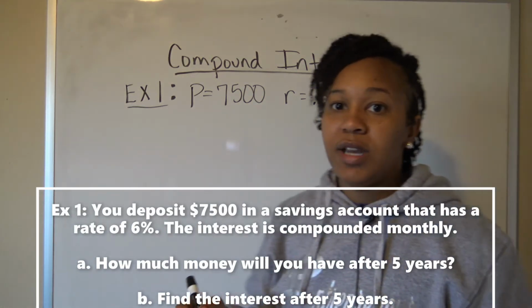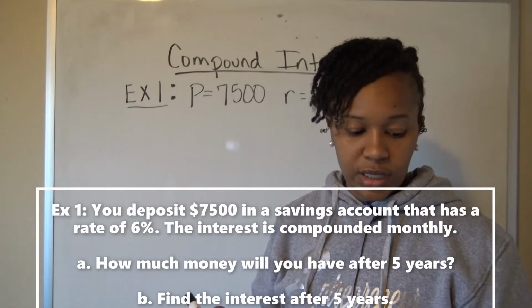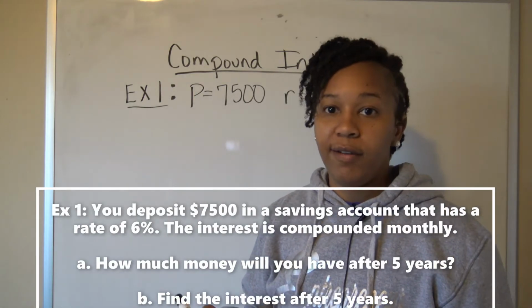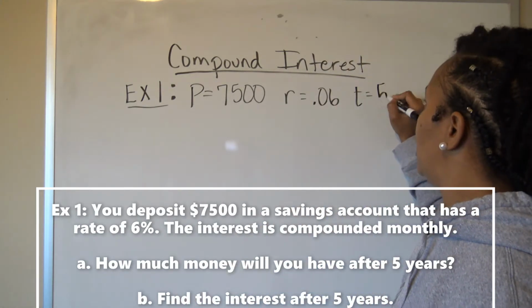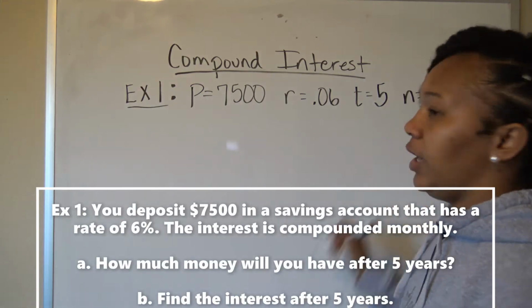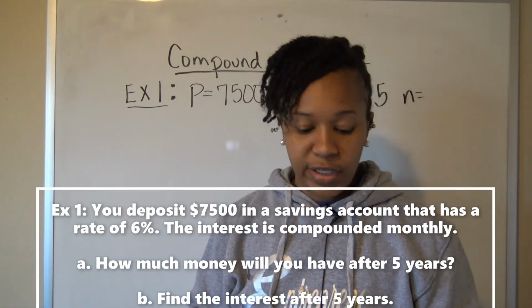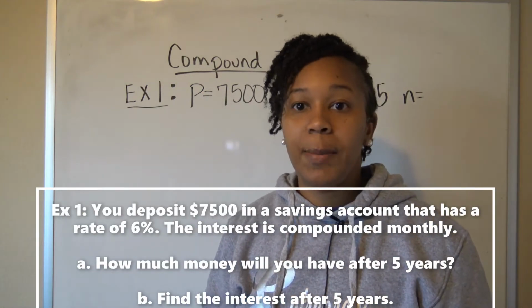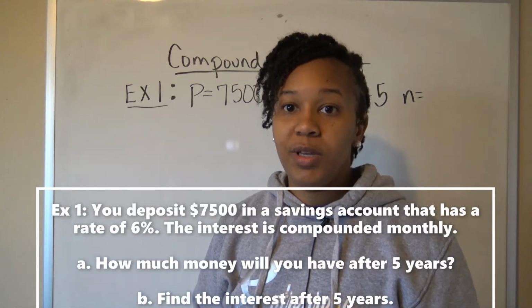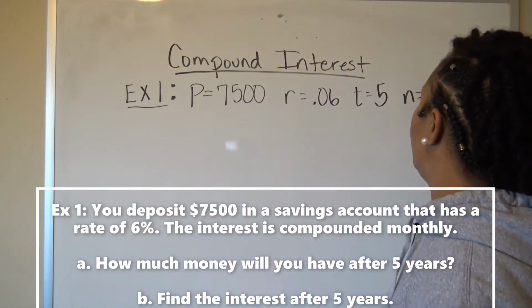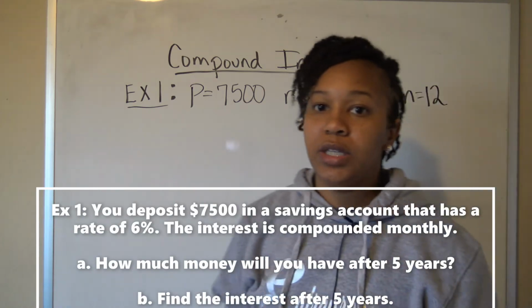T is the length of time of the investment in years, and it says we want to figure out how much we'll have after 5 years. And then the new variable N is the number of compound periods per year, and since it's compounded monthly, that means N will be equal to 12 because there will be 12 compound periods in a year.